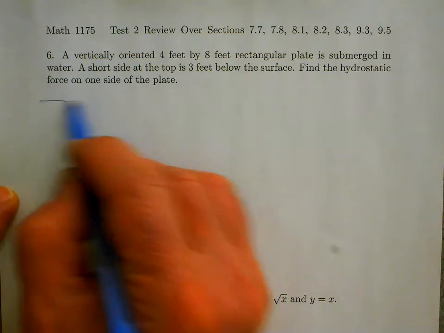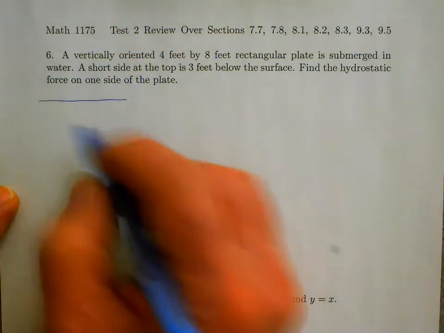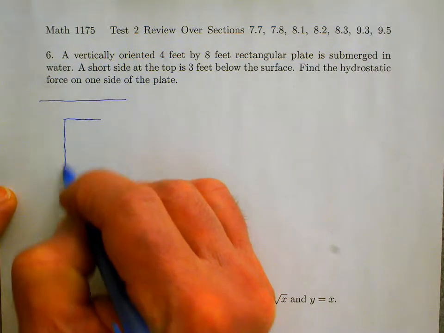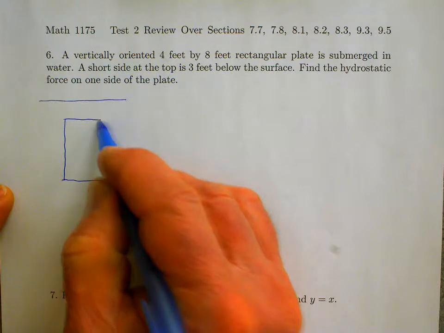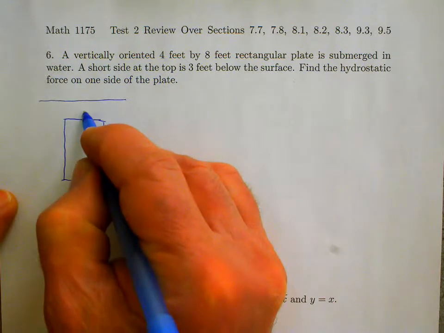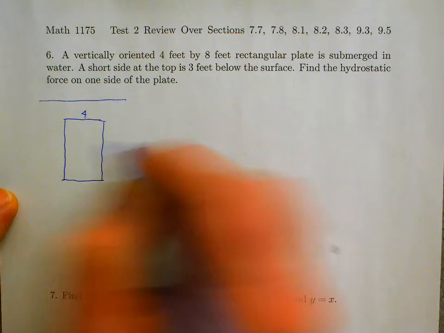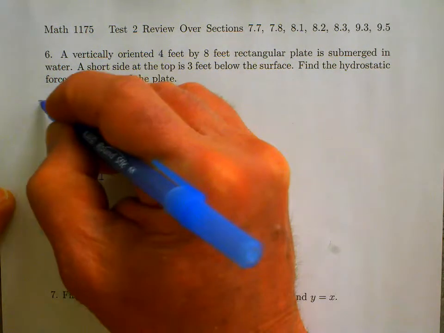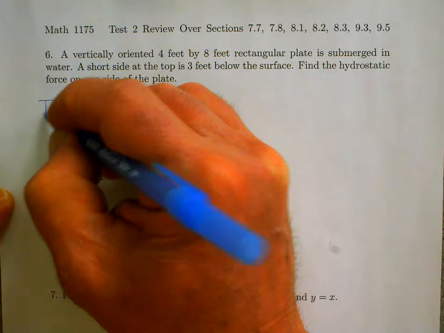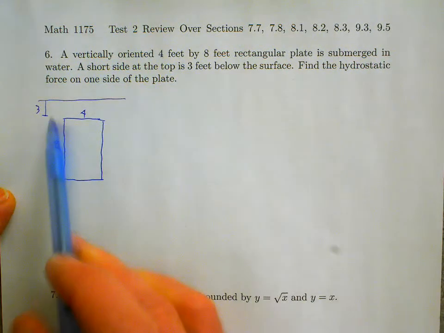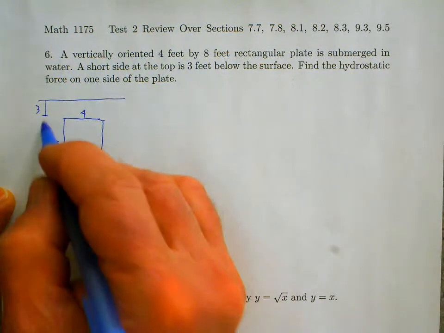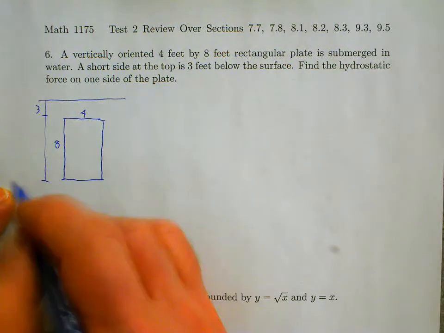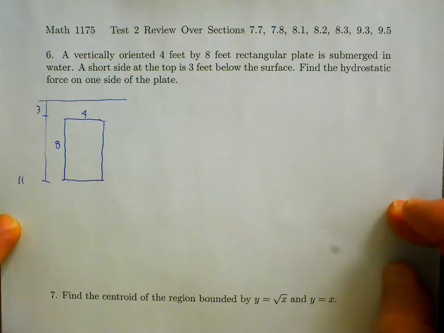So we have the water level, surface of the water, and then a rectangular plate. It's 4 feet by 8 feet. And the top of the plate is 3 feet below the surface. And so at the bottom, we're at a distance of 11 feet below the surface.